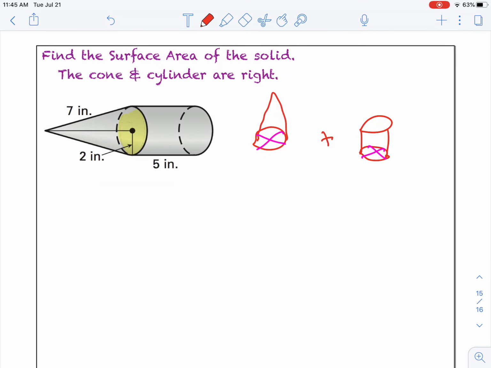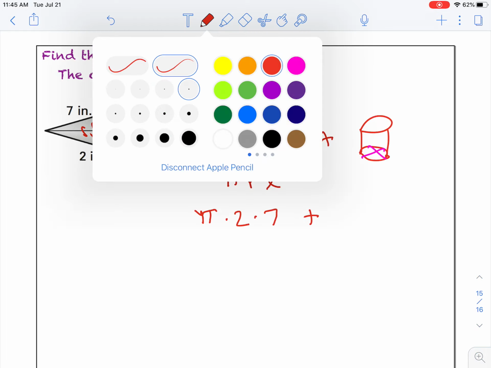So let's start working this out. We'll start with the cone. So we don't have the base. It's normally the area of the base plus pi r L. So we're just going to have pi r L, or pi times our radius, which is 2, times my slant height, which is 7. That will calculate this surface area.